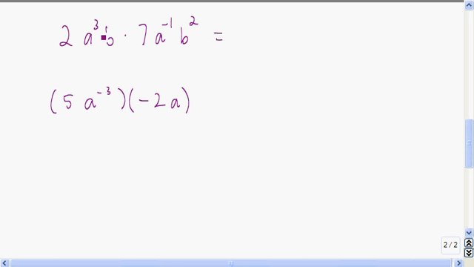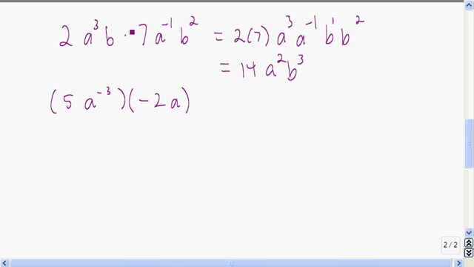All right, in the first one, we're going to basically multiply like terms. So the 2 and the 7, those don't have variables in them. So we have 2 times 7. And then we have a cubed and a to the negative 1, so I'll put them next to one another. So a cubed times a to the negative 1. And then the b and the b squared go together. So times b squared. So this is equal to 14 times a to the 3 plus negative 1. 3 plus negative 1 is 2, times b to the 1 plus 2, so that's 3. So this first one is equal to 14a squared b cubed.